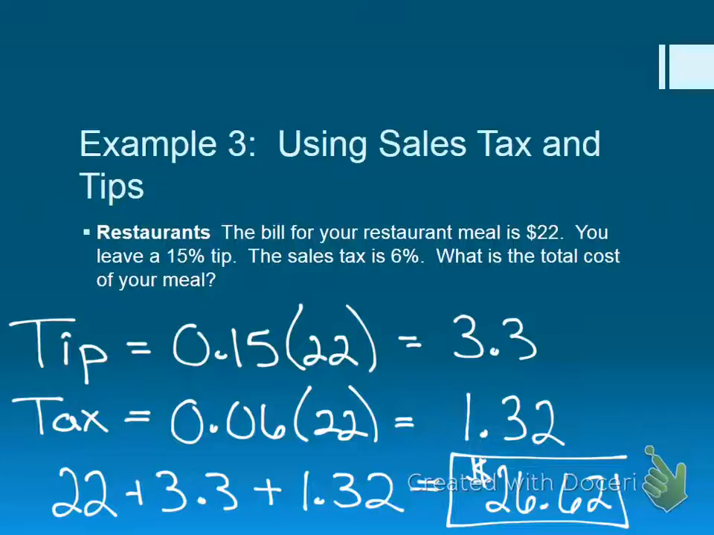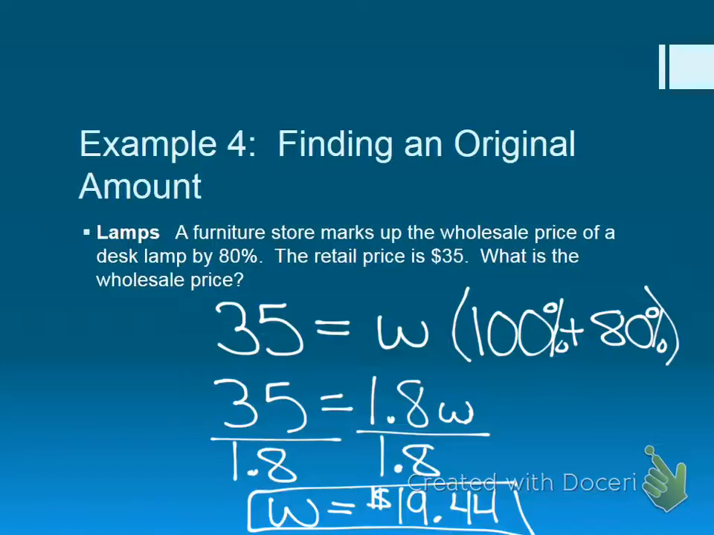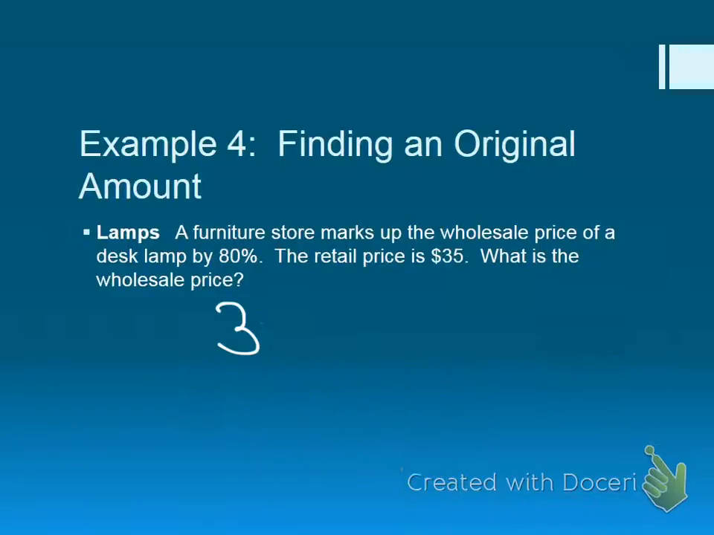Last example, probably the most challenging or difficult example in this lesson, is that now we're backtracking to find the original amount. Okay, so now we know the final amount. The wholesale price, or the retail price is how much money? $35. Now they want to know, if it had a markup of 80%, what was the wholesale price? What was its price in the beginning? So here's what we do.